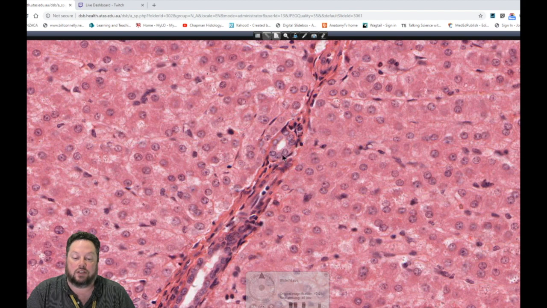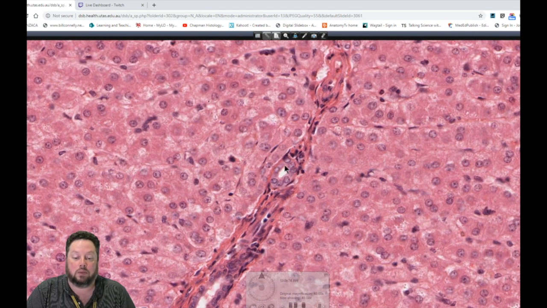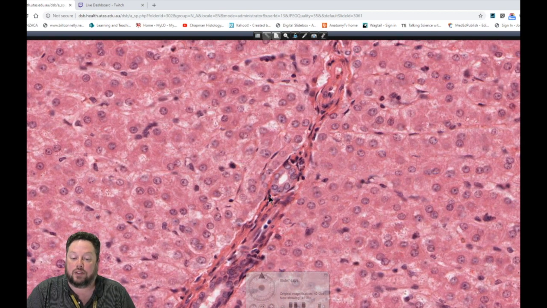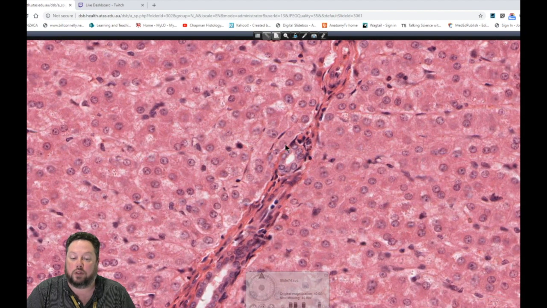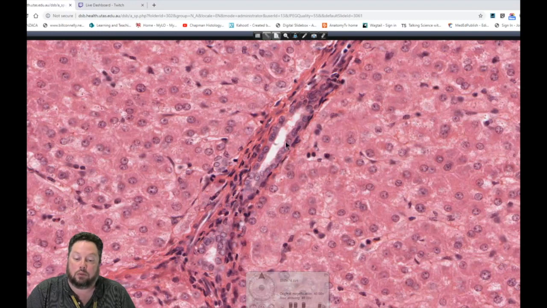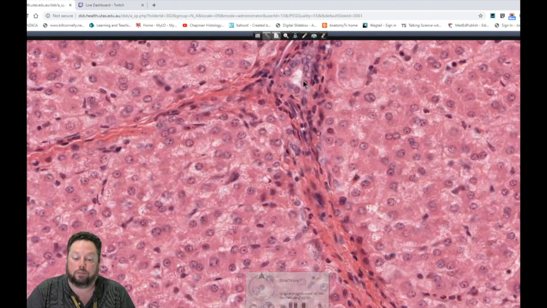This structure, you can see the nice round nuclei here. This is actually the bile duct. Bile ducts are lined by a simple cuboidal epithelium, so that's what we're seeing here. So here's our bile duct, and that would be receiving the bile from the hepatocytes. Again, we've got the bile duct. See nice round cells for the simple cuboidal epithelium.